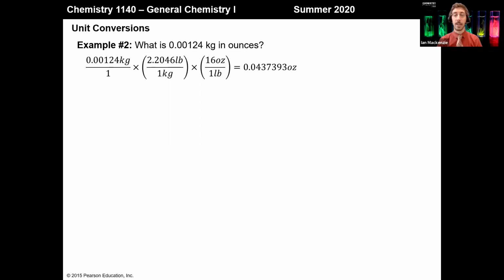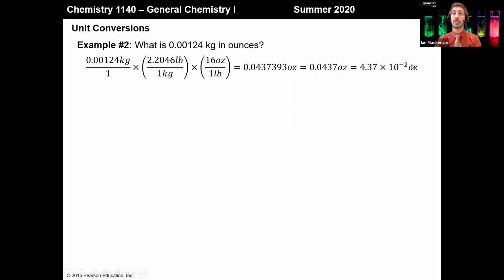I again have to keep track of the number of significant figures. I'm limited to 3 here because I start out with 3. 16 ounces in 1 pound is an exact value. Now, 2.2046 pounds in 1 kilogram, that's not exact. That's not an exact conversion, but it has a larger number of significant figures than the one I started with.